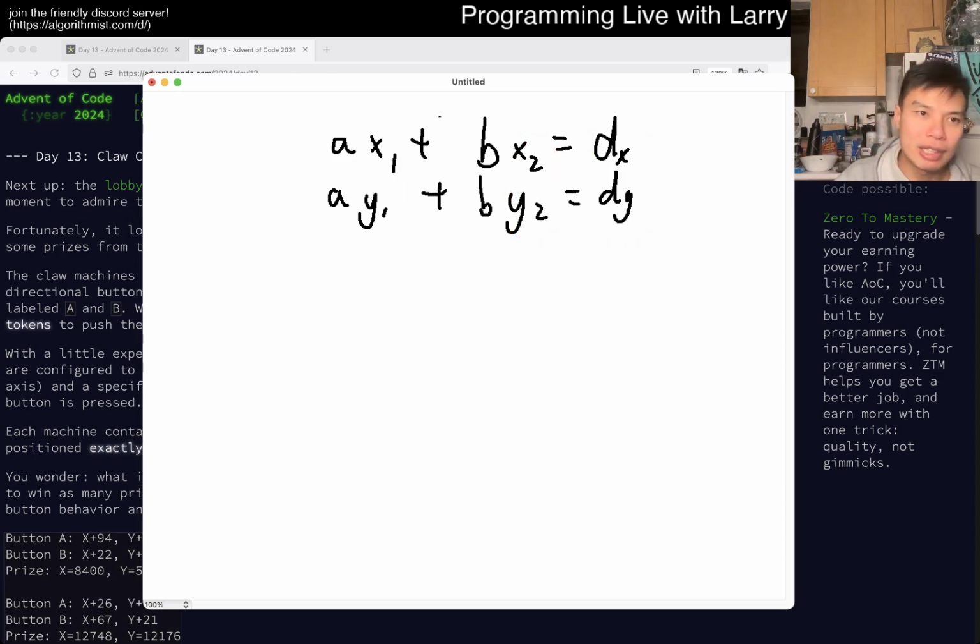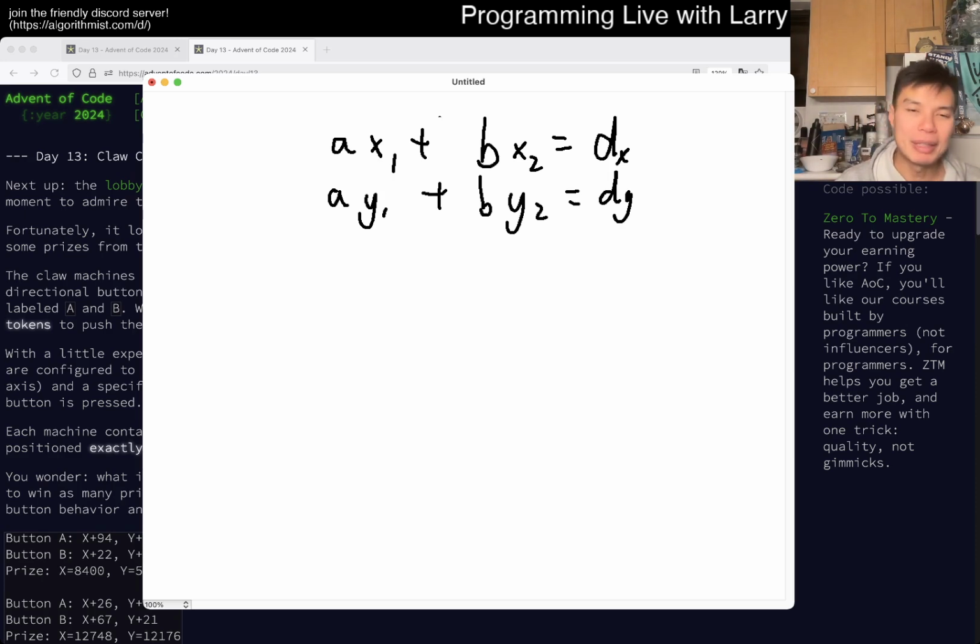As a result, there are a couple of ways you can solve it from this point. One is to solve for each other. What I mean by that is you're trying to solve it so that you get rid of one. You have two equations and two unknowns, A and B, which are the number of presses for A and B, so you can just solve for them.